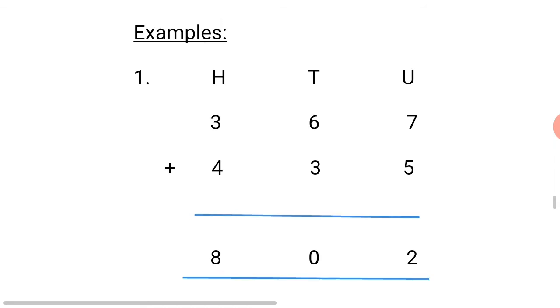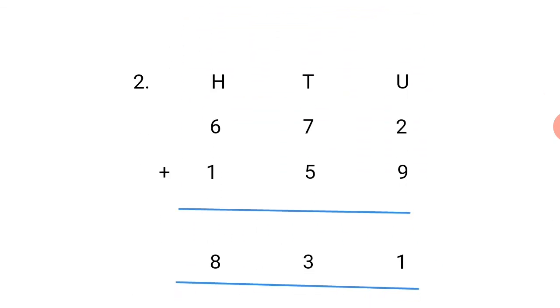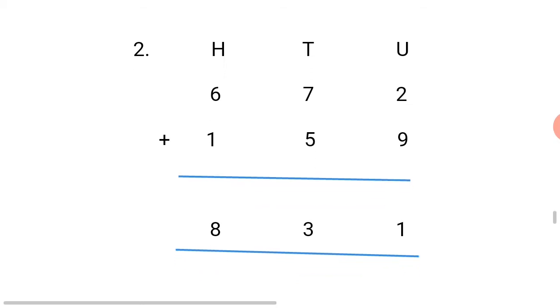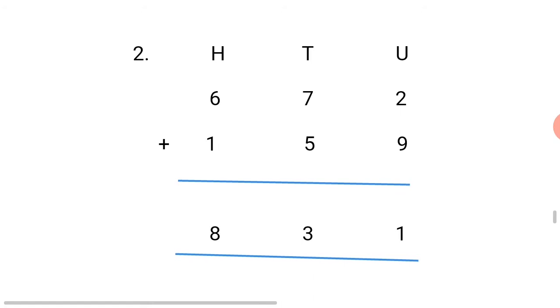Now let's move to number 2. You will get it more now. Number 2 says 672 plus 159. Please write down this question in your paper. Write it in your paper. Please write. Have you all written it in your paper?